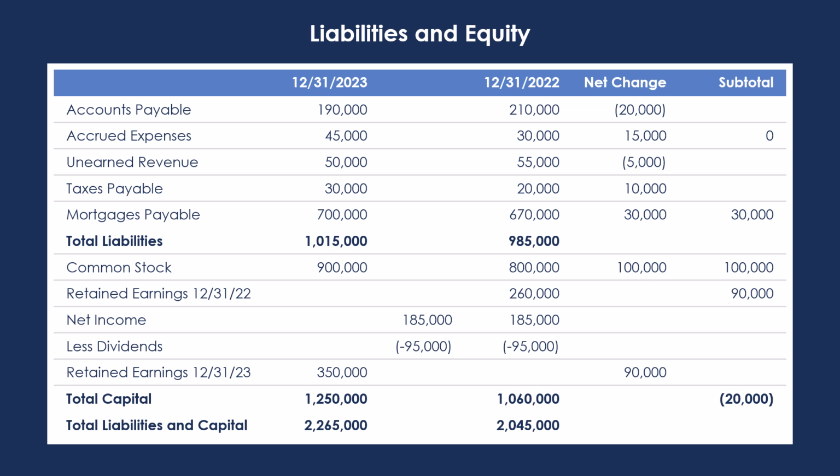Unearned revenue, not revenue but a liability, went down from $55,000 to $50,000. When current liabilities go down, it took cash to make them go down. Accordingly, it is a use of cash. Taxes payable went up from $20,000 to $30,000. That means we paid $10,000 less in taxes than what we incurred in taxes. Accordingly, that is a source of cash. In total, we have no net change in current liabilities.